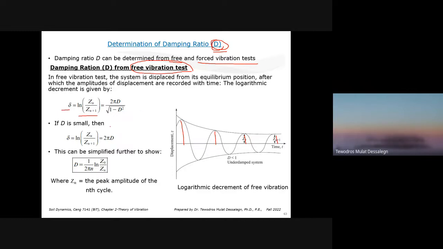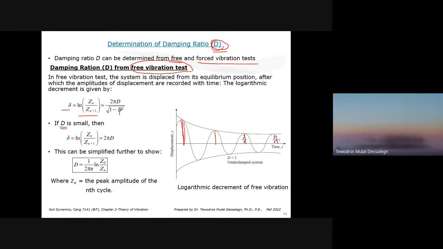If D is very small, or for very small damping, this term is almost 1. Because D is almost 0, this entire term is 1, so it can be 2 pi D. This can be simplified further, and you can solve this equation for D. D is 1 over 2 pi n times ln, natural logarithm, of Z naught by Zn. Z naught is the original.